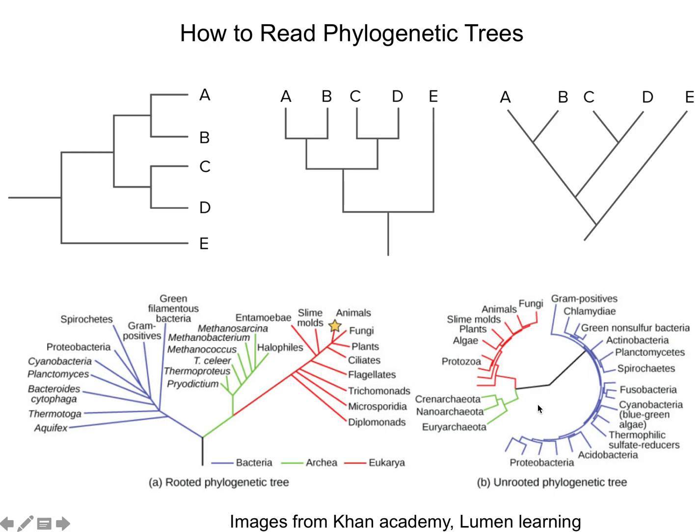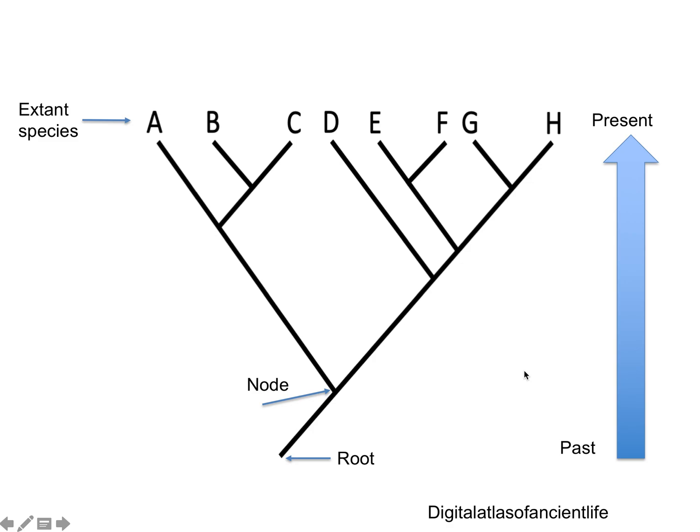This one is a little bit different in that it doesn't have a root. The root of this tree, of all these trees, is the common ancestor of all these species. Okay, the root of this tree is the common ancestor of all these species. This one doesn't have a root.